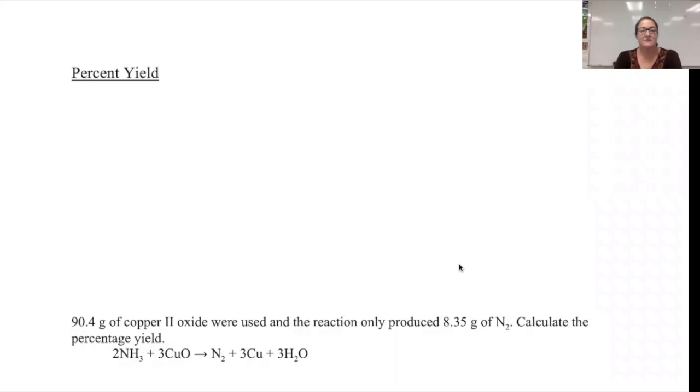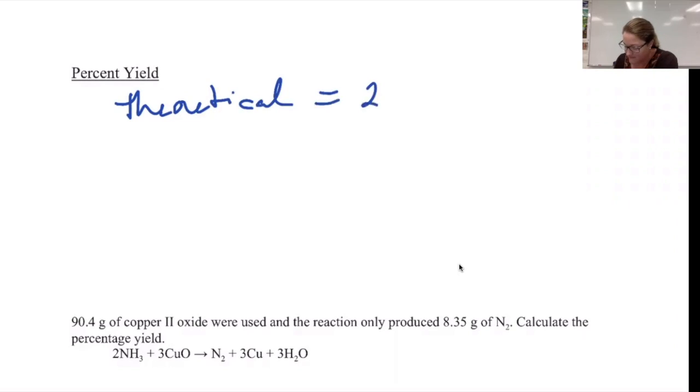We're going to address a concept called percent yield. Percent yield is a comparison of how much we should have produced and how much we actually produced. So for example, if a recipe for cookies is supposed to make 2 dozen, then we would say the theoretical yield is 24 cookies.